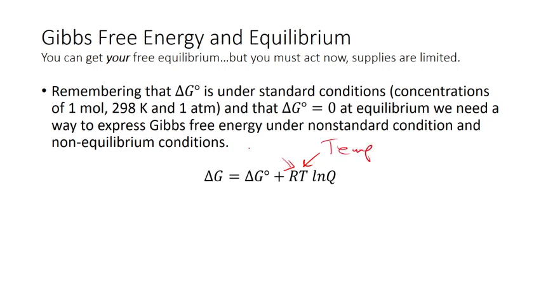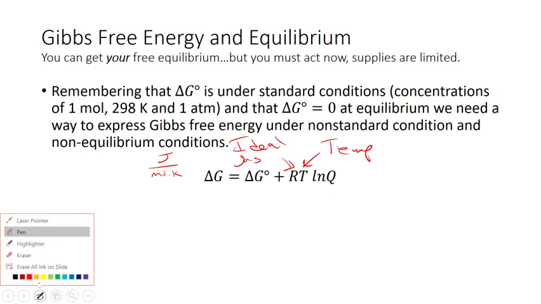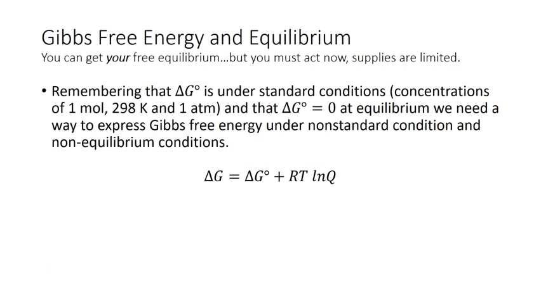and our ideal gas constant, right? But in this case, remember that the ideal gas constant is not going to be liter atmospheres per mole because we are dealing with energy. So the ideal gas constant here is going to have units of joules per mole Kelvin. All right, so that's a good thing to remember, that the ideal gas constant is joules per mole Kelvin here instead of liter atmospheres per mole Kelvin. All right, and so that is one of the equations that relates Gibbs free energy and equilibrium.